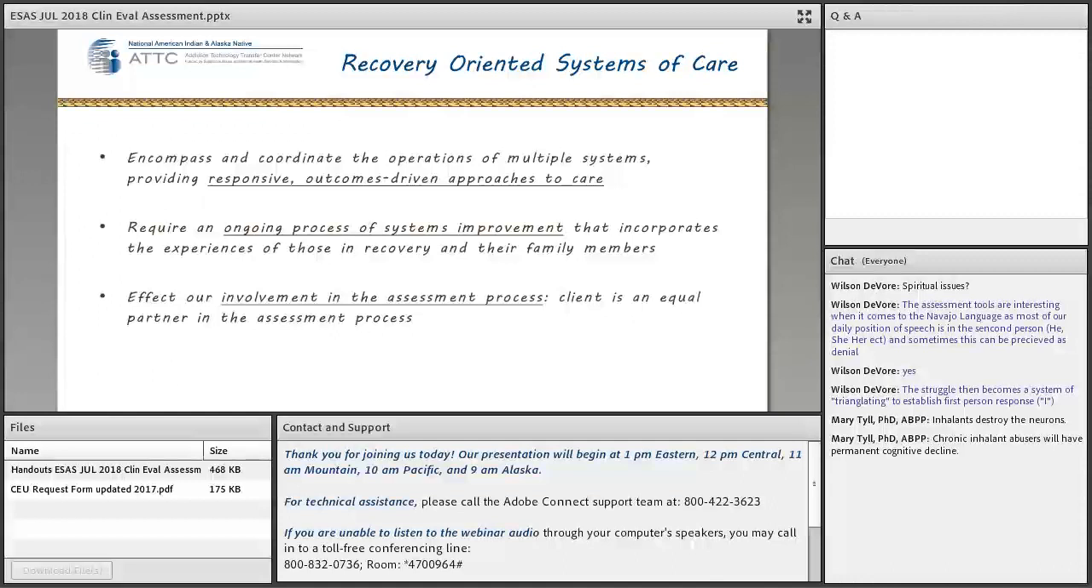Okay, so recovery-oriented systems of care encompass and coordinate operations of multiple systems, providing responsive, outcome-driven approaches to care. They require an ongoing process of systems improvement that incorporates the experience of those in recovery and their families. Affect our involvement in the assessment process: the client is an equal partner in the assessment process. So remember that with the treatment plan anyway, the client is also supposed to have a say and have equal partnership in that treatment plan.